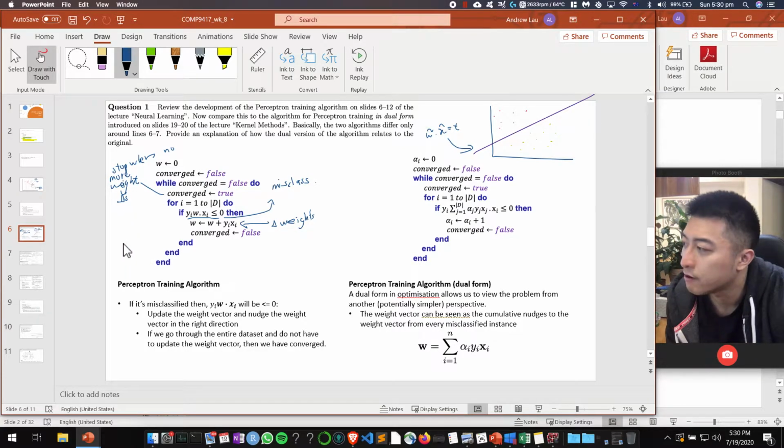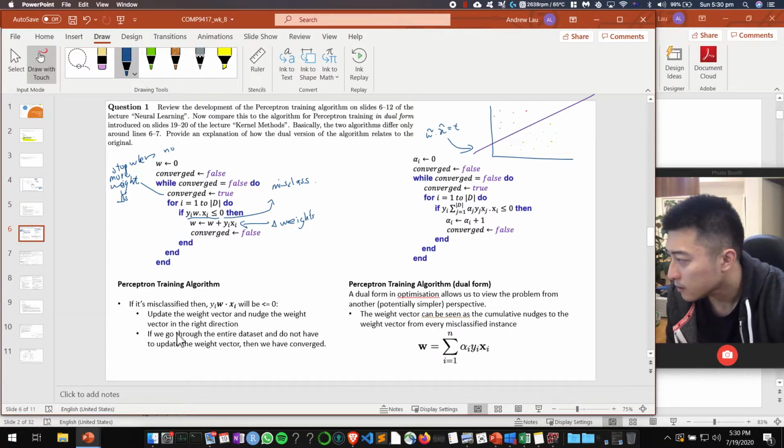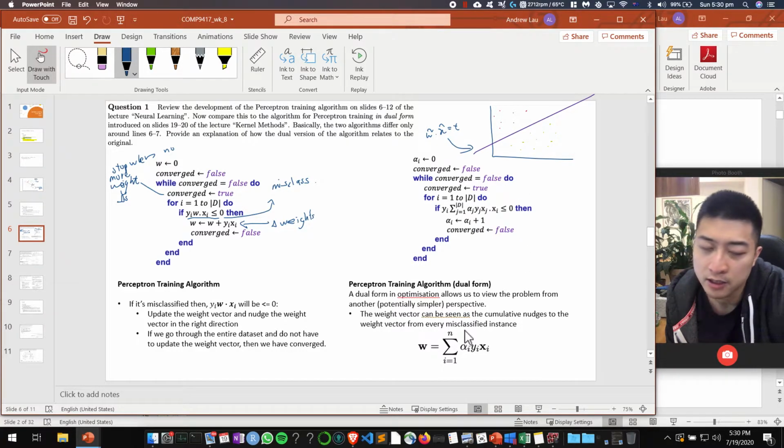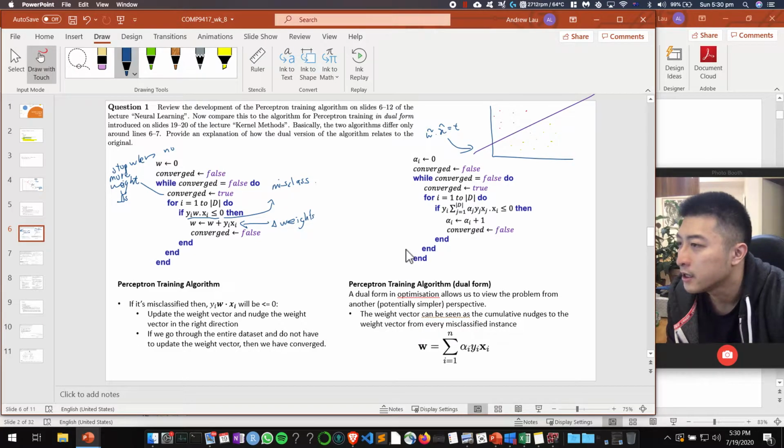And then we say we've converged. Okay. So, what is the dual form? The dual form is an equivalent, another way to express the perceptron learning algorithm. So let's pick this apart and hopefully understand why it is equivalent.